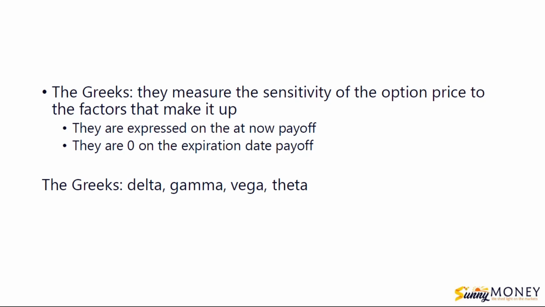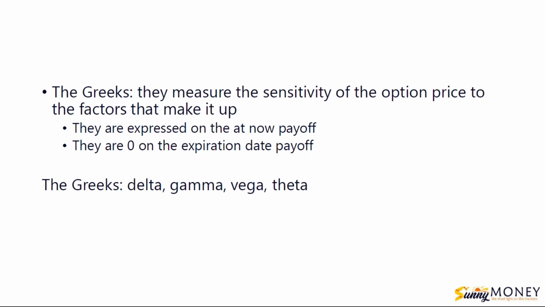In financial mathematics, the Greeks are actually numerical values, which are used to better understand the option price and the future opportunities. The Greeks explain the sensitivity of the option price to the various factors that make it up. The Greeks, therefore, are expressed on the at-now curve. The expiration date payoff, on the other hand, is not measurable with the Greeks. The knowledge of the dynamics of the Greeks allows us to manage any portfolio with method and professionalism. They represent the control panel of all our equipment, and they are used to have the situation under control, both present and future. The Greeks that we will see today are delta, gamma, vega, theta.